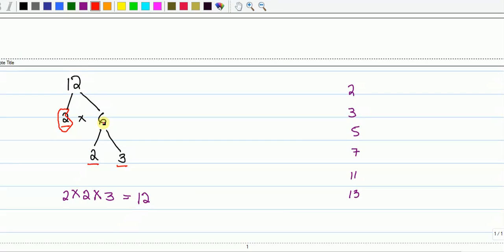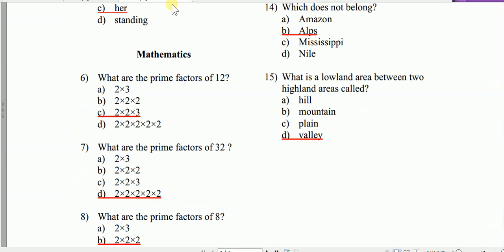6 can be broken down into 2 by 3. So again, 2 is prime here and 3 is prime. So the prime factors of 12 are 2 times 2 times 3. 2 2's are 4, and 4 times 3 would give us 12. So the prime factors again are 2 times 2 times 3. And if we were looking at exponents, this would be 2 squared by 3. So going back to number 6 now, we see it is 2 times 2 times 3.